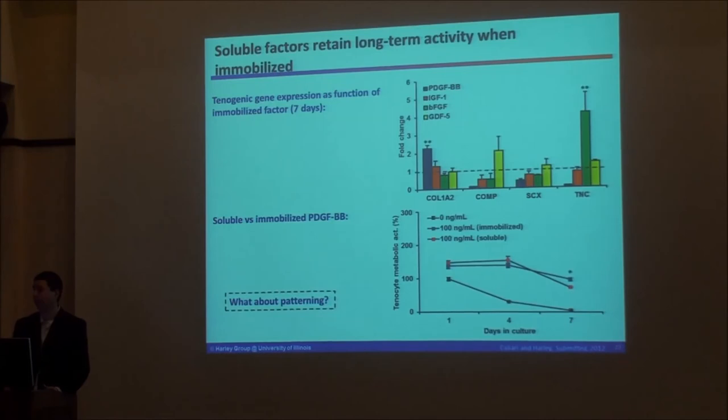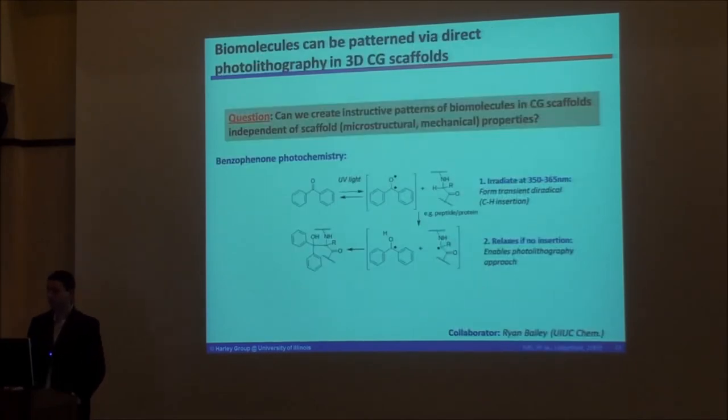But what about patterning? So, going back to this whole idea of trying to get a spatially graded material, it'd be really nice to be able to pattern these factors in different areas of the scaffold. And in order to do that, we talked to Ryan Bailey's group in the Department of Chemistry. They'd come up with a benzophenone photochemical approach in order to pattern biomolecules within two-dimensional materials.